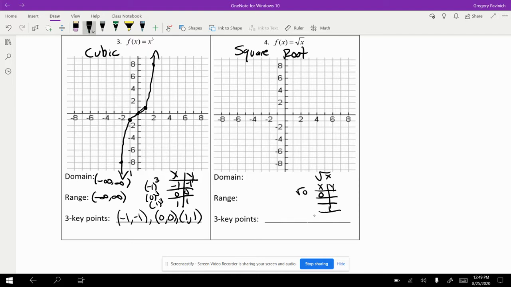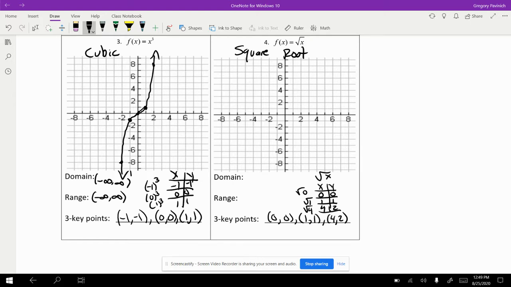So square root of 0 is 0. I can also, the next perfect square would be 1. Square root of 1 is 1. And the next perfect square would be 4, square root of 4, which is 2. So I'm going to pick ones that are nice and easy to graph. Wouldn't want to do square root of 3 and get some kind of decimal.